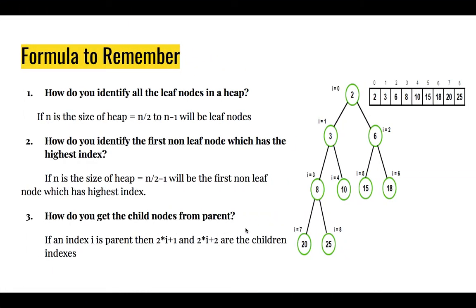In the previous videos, we understood how HeapSort works. We did cover certain formulas which are to be remembered before implementing HeapSort. Now these are those formulas, out of which number 2 and number 3, which is how do you identify the first non-leaf node which has the highest index, and why do we use this non-leaf node which has the highest index, are covered in the heap sort algorithm when we discussed it. And second thing is how do you get the child node from the parent. These two things are the key things which we will be using in writing our code.